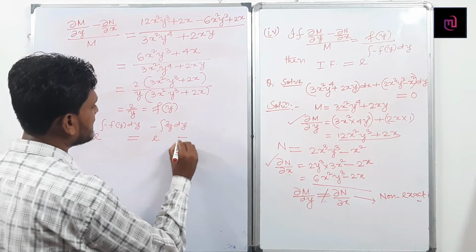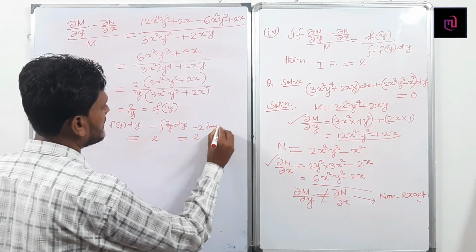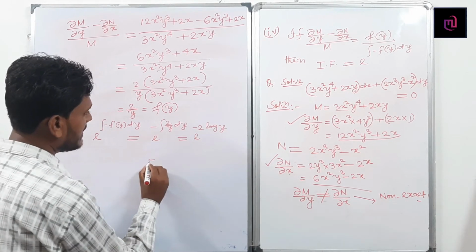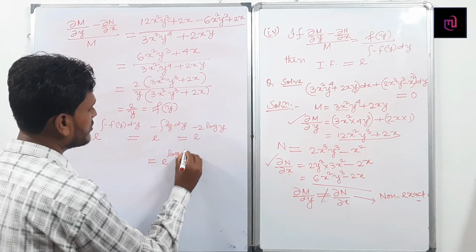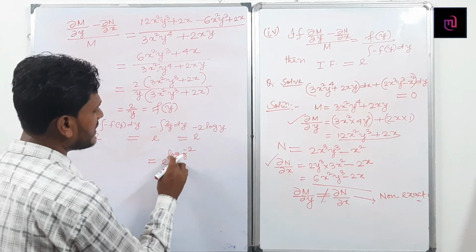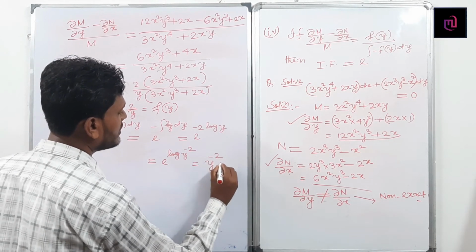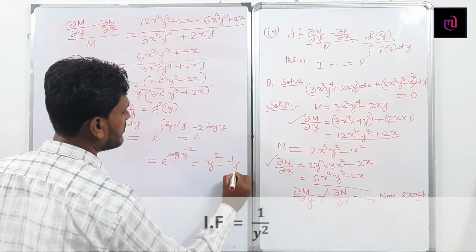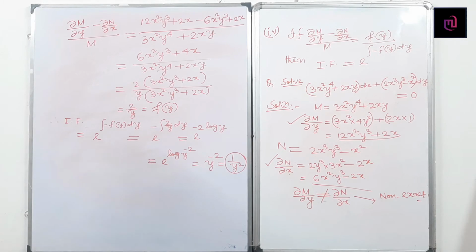So this part becomes e to the power minus 2 log y, which is e to the power log y to the power minus 2. All of you know e to the power log y becomes y. Finally you can write y to the power minus 2, that is 1 by y square. So this is the required integrating factor.